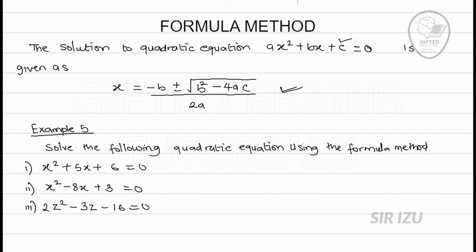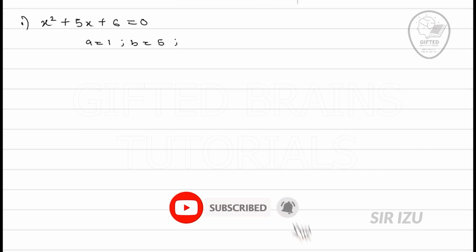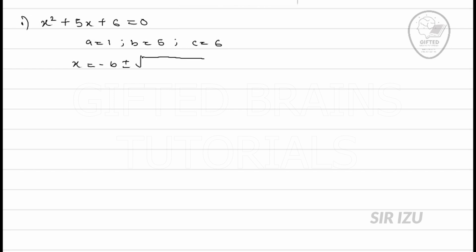Let's take the first one, which is x squared plus 5x plus 6 equals 0. We know that our a is 1, and then our b is 5, and then our c is 6. So from here now, we can write our equation again, that x is equal to minus b plus or minus the square root of b squared minus 4ac all over 2a. So this is what we have.